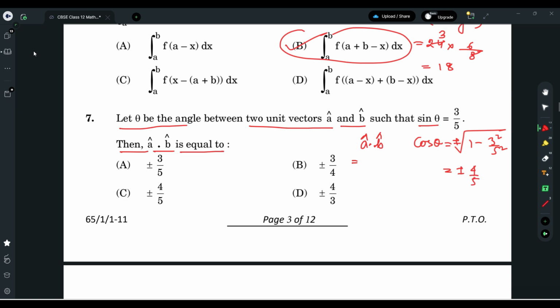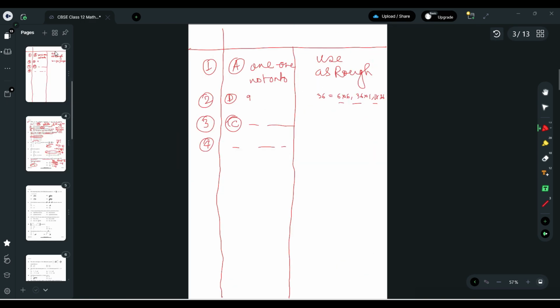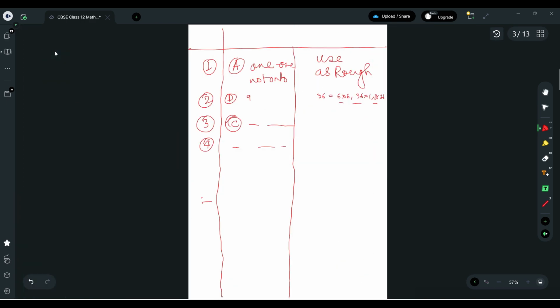Okay. So a dot b is what? Mod a, mod b and cos theta. That means this is 1 into 4 by 5, and this is plus minus. So the answer will be plus minus 4 by 5. So C is the correct option. And you have to write this here. This is question number 7. Option number probably B, like this.